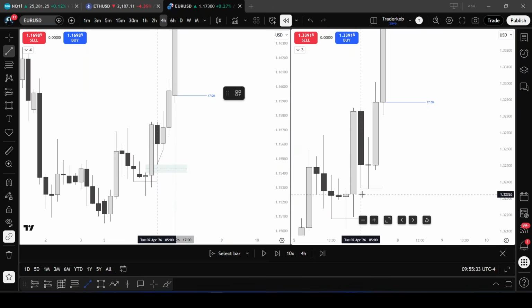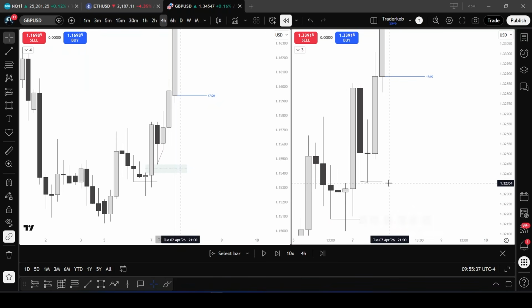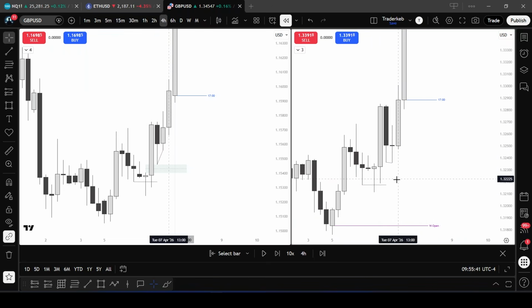With a key level, right? We form an SMT in that key level. So if you form an SMT in the key level and that SMT is going to hold, what should happen? We should get a reversal, expansion away from that key level, right? So that's where we have the 1300 candle expanded away.